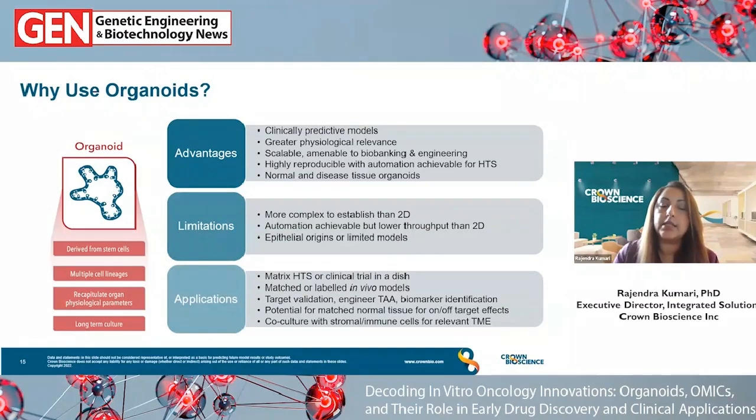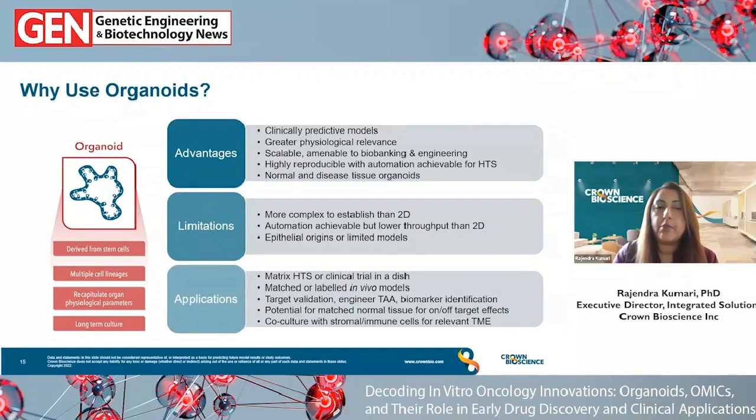Now, some of the limitations are that it's not as easy and efficient as the 2D models because there is a little bit more complexity in actually culturing organoids. So the throughput may not be as high. But the applications, because of that throughput, is still sufficient to do a matrix high throughput screen. And they are sometimes referred to as clinical trials in a dish.